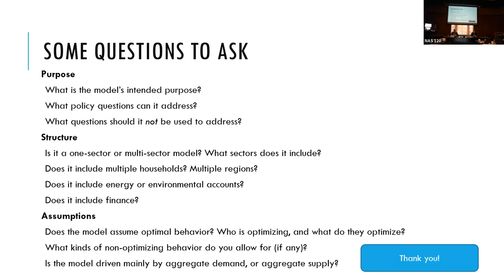Does it include multiple households? If you care about distributional impacts, you have to look at multiple regions. Does it include energy or environmental accounts? Does it include finance? And does it assume optimal behavior? And if so, who is optimizing and what do they optimize? Do you allow for non-optimizing behavior? And if so, what? And is it mostly demand-led or supply-led?